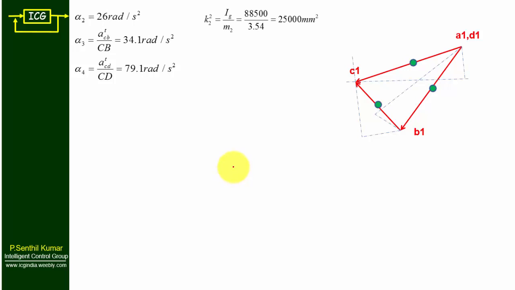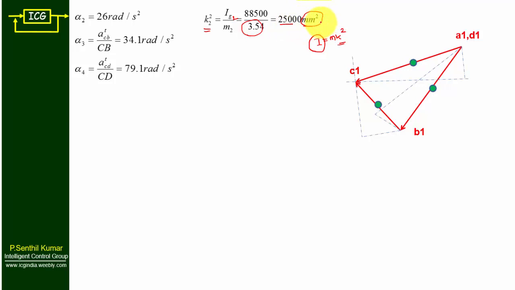Then we are going to find the radius of gyration. Here I equals m k squared. From that I can find k for the crank. Here the moment of inertia for the crank will be given in the question, so read the question carefully. I2 divided by M2, 88,000 divided by the mass, which we already know. In the given data we have identified M2, M3, M4. Substitute the M2 value and you will get 25,000 mm squared.